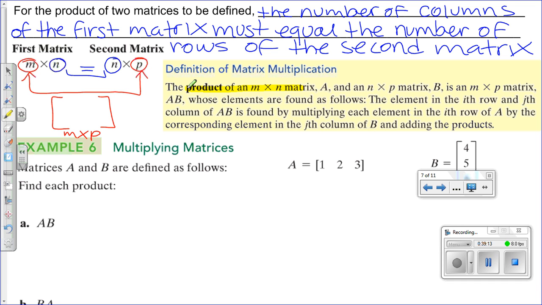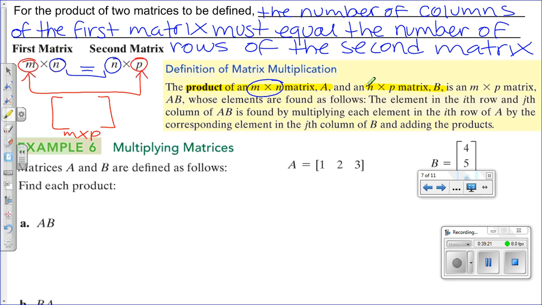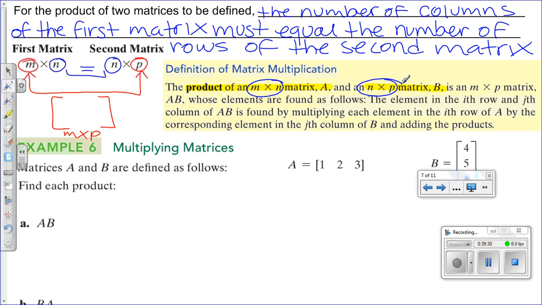So the product of this matrix A with the dimensions M by N times matrix B, which has the dimensions N by P, is equal, well, first of all, you check that the multiplication is possible. And so the resultant product will be that. So remember the numbers on the outside. And those will be the dimensions of matrix AB. And the elements are found as follows.